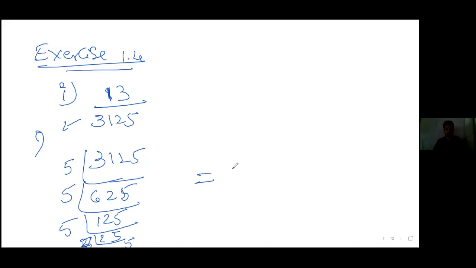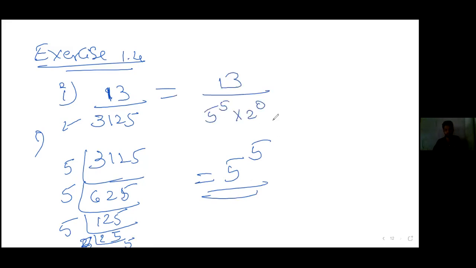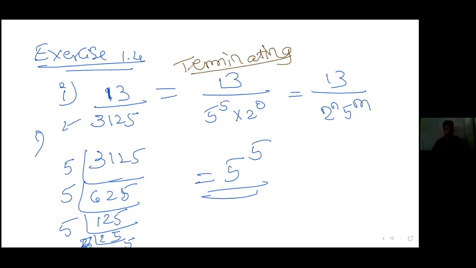So it is 5 to the power 5. So the decimal expansion is 13 divided by 5 to the power 5 into 2 to the power 0. This is clearly of the form 13 divided by 2 to the power n into 5 to the power m. So this is a terminating decimal expansion.